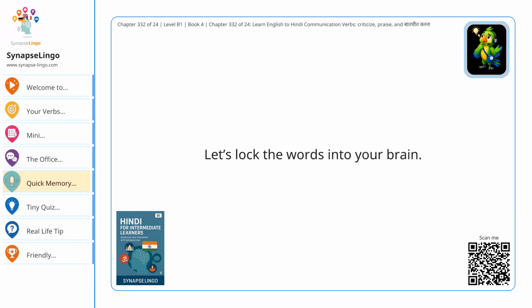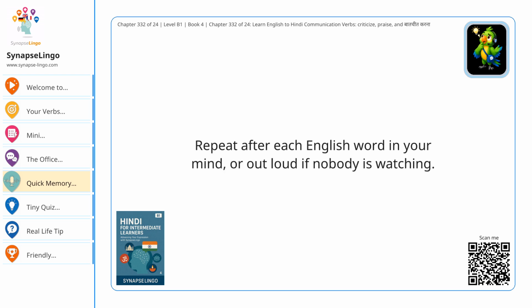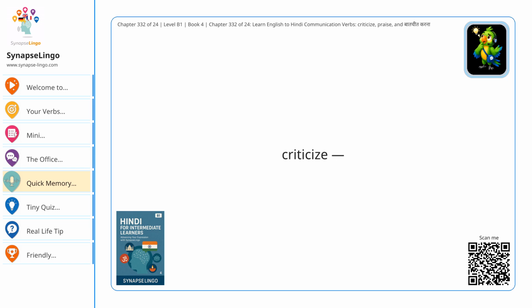Quick memory drill. Let's lock the words into your brain. Repeat after each English word in your mind, or out loud if nobody is watching. Criticize. आलोचना करना. Praise. प्रशंसा करना. Complain. शिकायत करना. Apologize. माफी मांगना. Agree. सहमत होना. Reject. अस्वीकार करना. Convince. राजी करना. Negotiate. बातचीत करना.